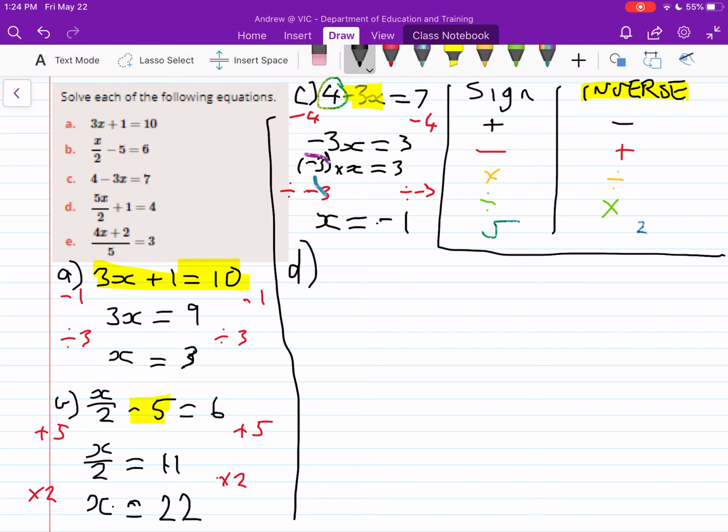D. So now we're getting to a few more steps. We've got 5x over 2 plus 1 is equal to 4. Yet again, just look at what is separate from our x term. We've got this plus 1, so we can get rid of that first. To get rid of plus 1, we minus both sides by 1.